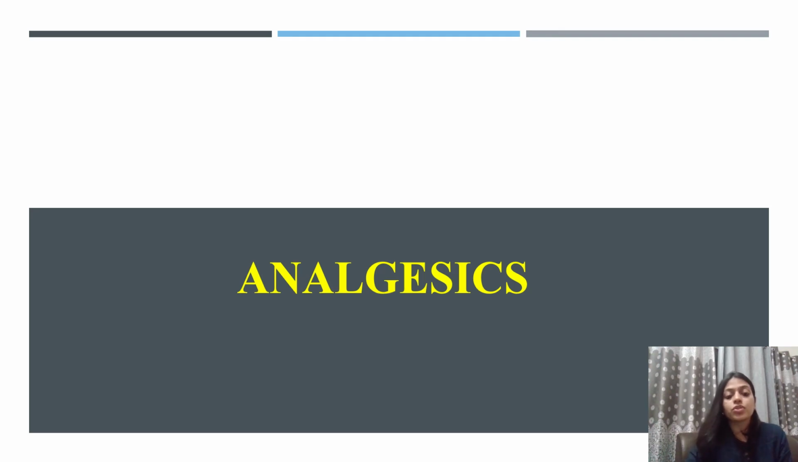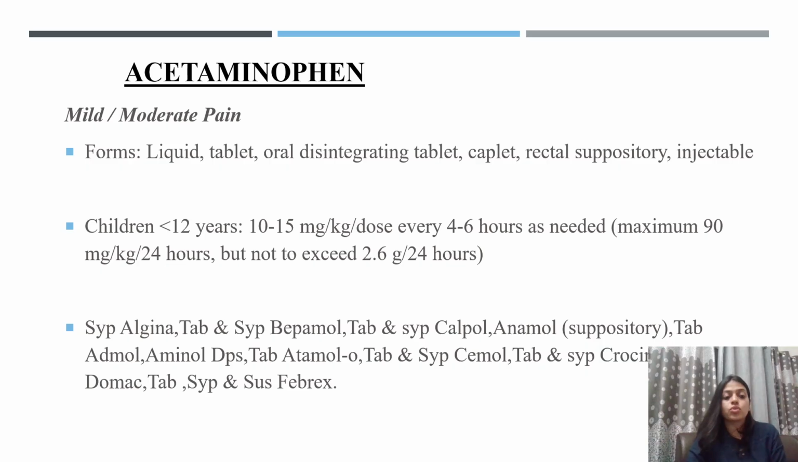Then let's jump on to analgesics. Okay, so the most commonly used is acetaminophen, which is used in mild to moderate pain, and the form in which it is used is either liquid or tablet or oral disintegrating tablet, or as a suppository or injectable. And children who are less than 12 years, 10 to 15 milligram per kg per dose every 4 to 6 hours as required. And these are certain trade names which are available for this particular drug.